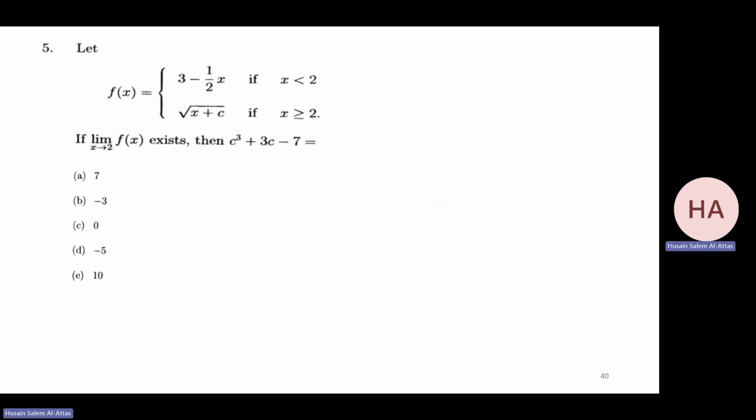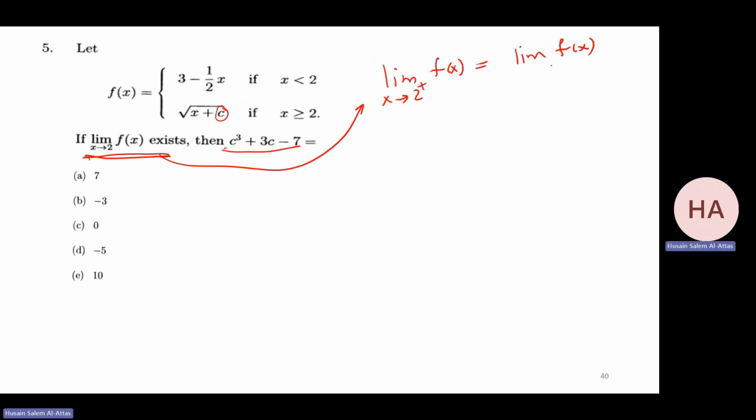He is telling me the limit exists, but he put a value C somewhere, and he wants me to find that C. When he says C cubed, what he wants is C. Just substitute after that. Since the limit exists, that means the limit from the right equals the limit from the left.